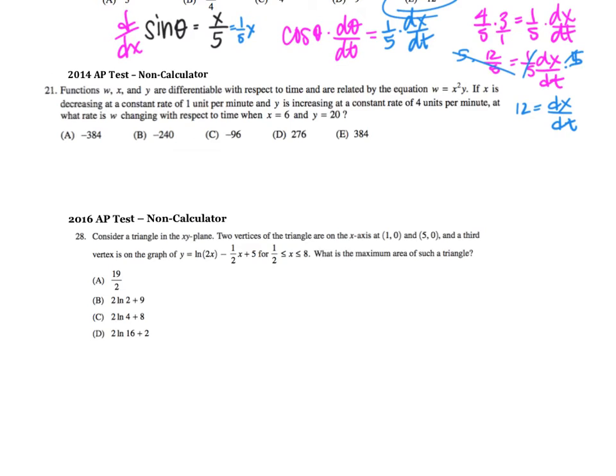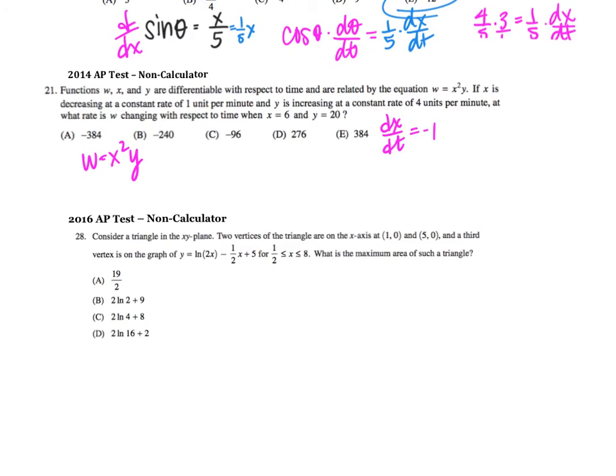All right, on 21, let's go ahead and write out what we know. Oh, we've got an ugly equation. W equals x squared y. And it says x is decreasing. So decreasing at a rate of 1. So dx dt is -1. I'm going to give myself some more room.